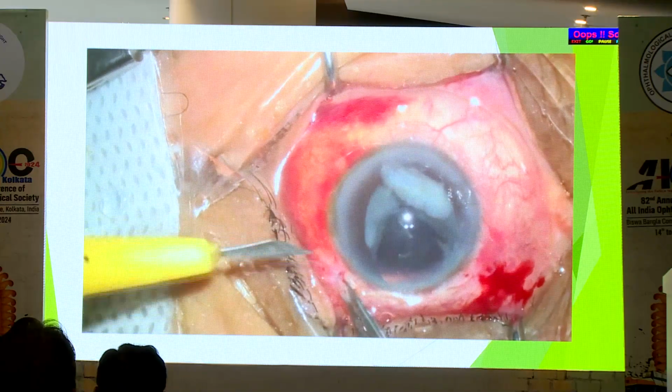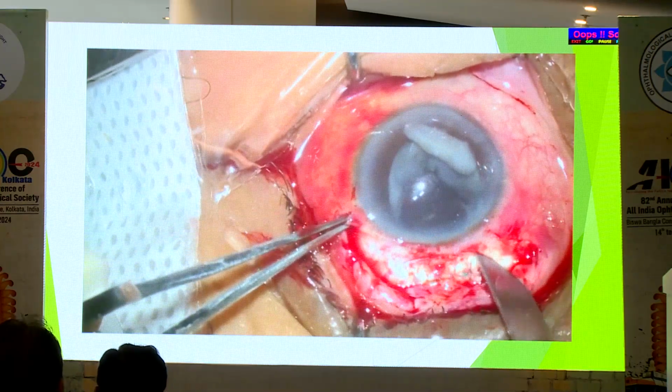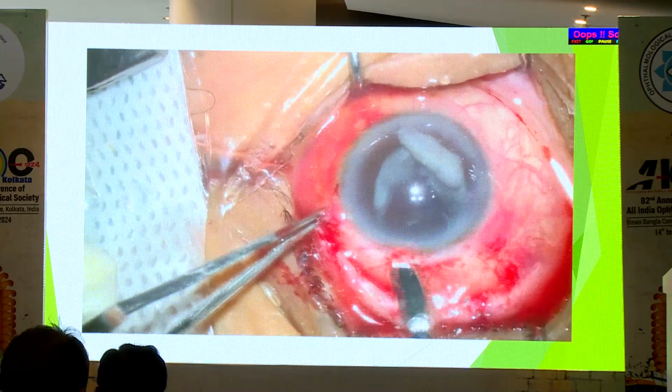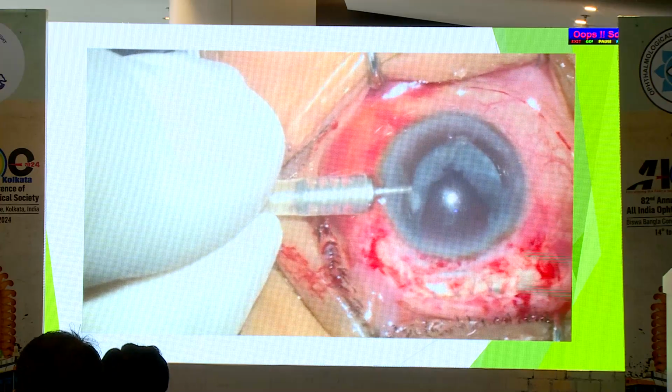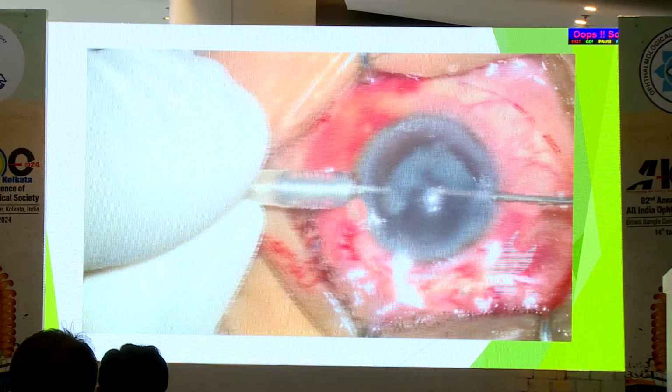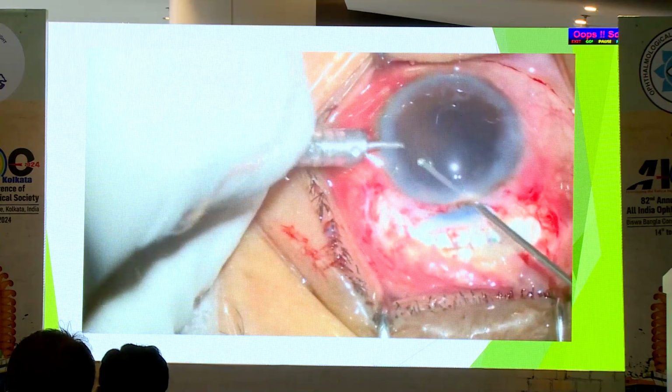Here is a case of aphakia. Some cortical matter is left in the AC and behind the iris. There was no matter in the vitreous on the retina, so I did not do pars plana vitrectomy. With a simple anterior vitrectomy, we can clear this cortical matter.